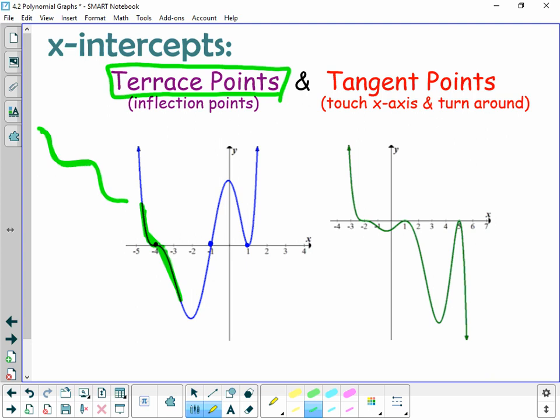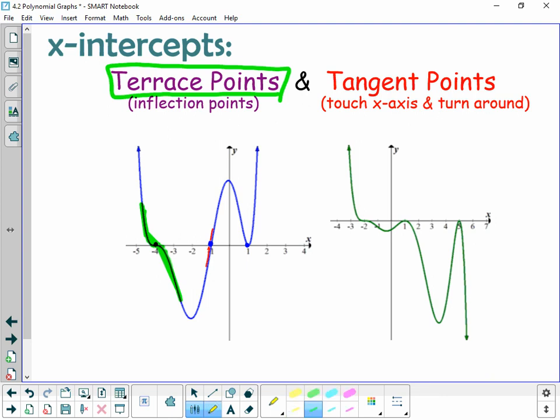So the terracing is when it flattens out like that. We will talk about what causes that behavior next class period, but I just wanted to introduce you to that terminology today. This intercept right here at -1, that's just a regular intercept, just like we've always seen, where the function just passes through that point and continues on its way, didn't flatten out or anything.